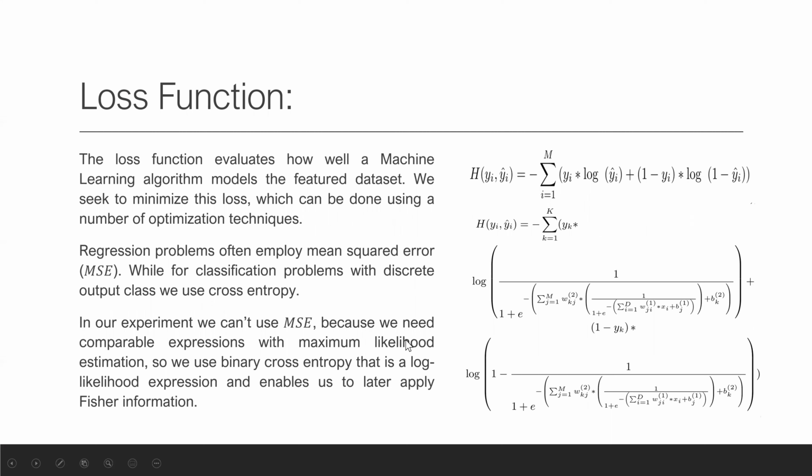So the loss function. The loss function evaluates how well a machine learning algorithm models the features in the dataset. We seek to minimize this loss, which can be done using a number of optimization techniques. Regression problems often employ mean squared error, while for classification problems with discrete output class, we normally use cross entropy. In our experiment, we can't use MSE because we need comparable expressions with maximum likelihood estimation. So we use binary cross entropy, which is a log likelihood expression and enables us to later apply Fisher information. So here at the right, you can see the loss function, which is the binary cross entropy expression. And then we have inputted the Y hat variable that we coded in the previous slide.